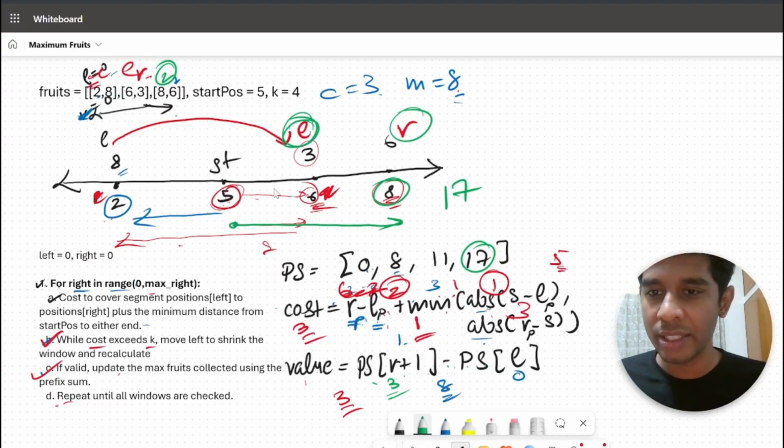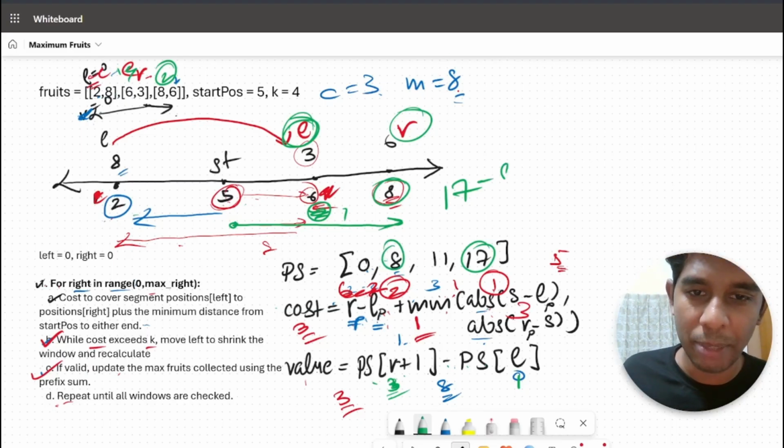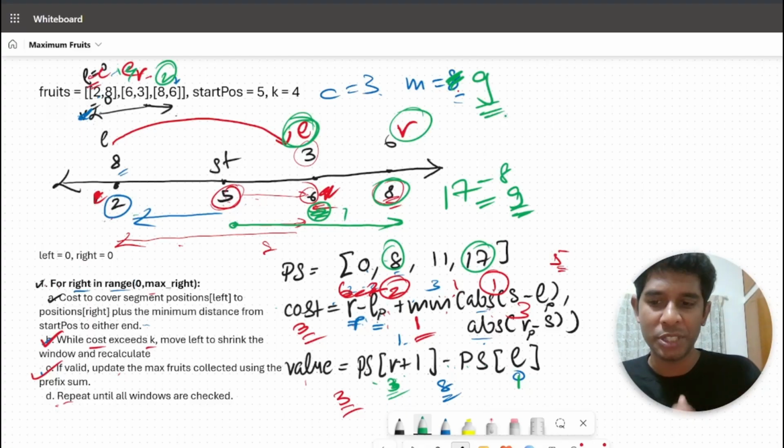L here is what? L here is 2, right? So 0, 1. No, L here is 1, sorry. L here is 1 because it's referring to the index in the fruits array. So PS of 3 minus PS of 1 is equal to what? So we have 17 minus 8, which is equal to 9. And as you can see, 9 is greater than my max value of fruits, so my max value of fruits is updated. Okay, I mean update the max fruits, which I'm done with.